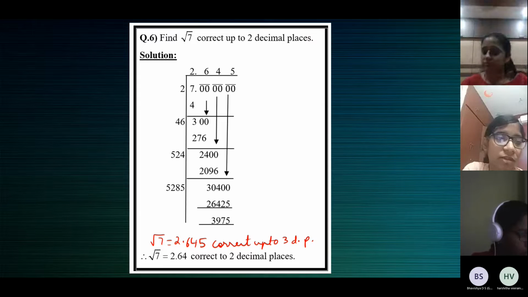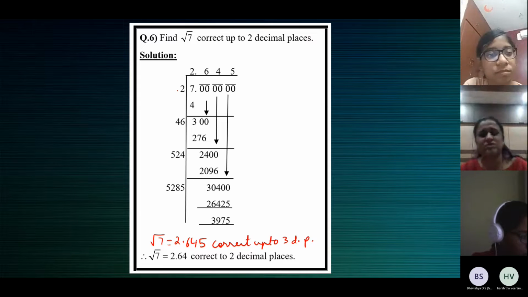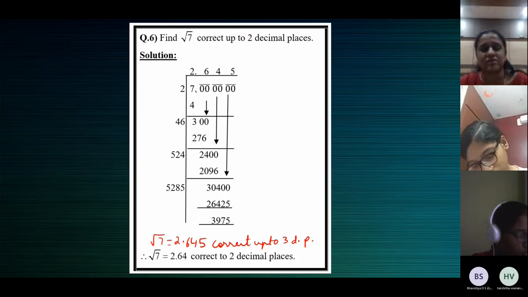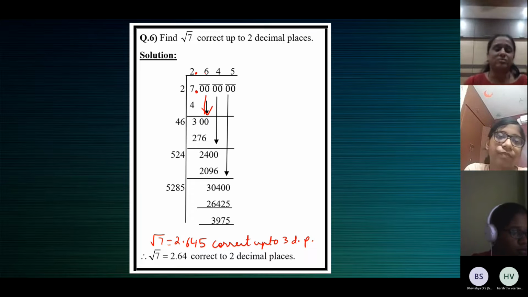Yeah, ma'am, took screenshot. So it's the regular procedure, children, nothing different. Just that when you're bringing the first pair, which is after the decimal point, you bring the first pair down, you must place the decimal point in the quotient. That's all. Other than that, the procedure is the usual procedure.